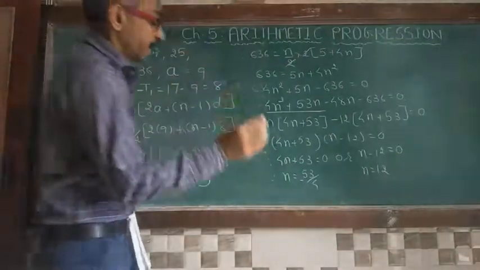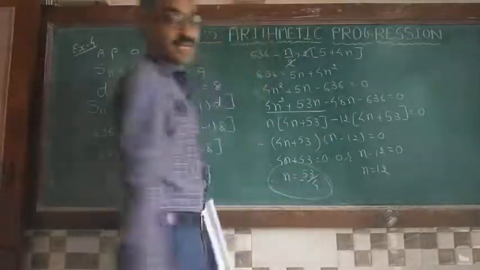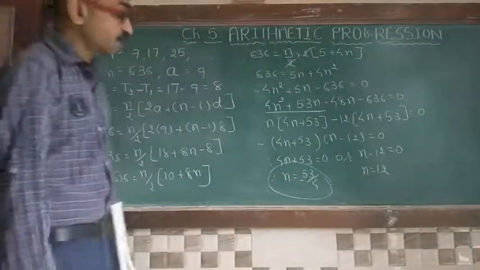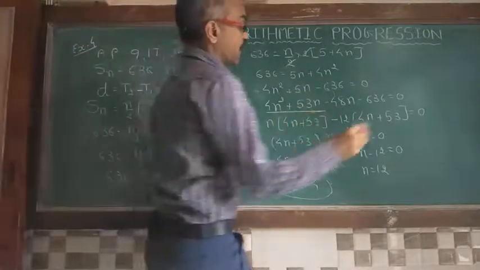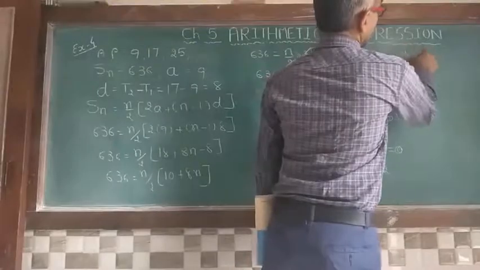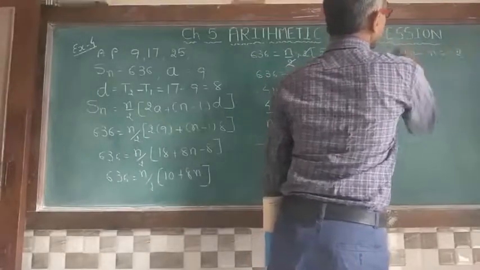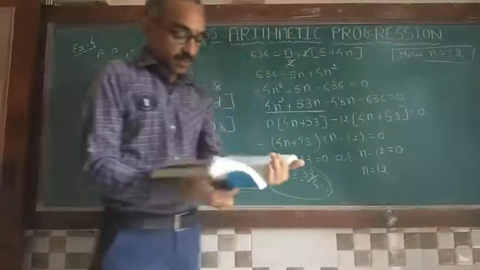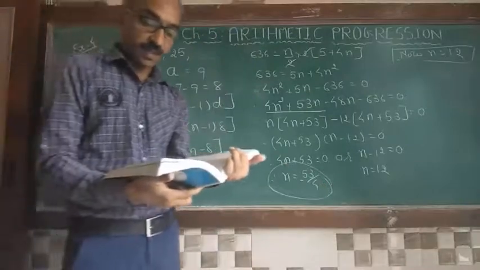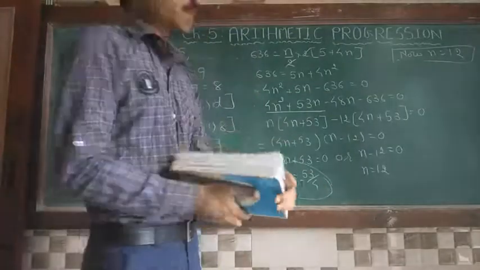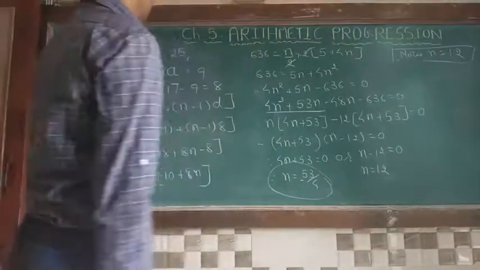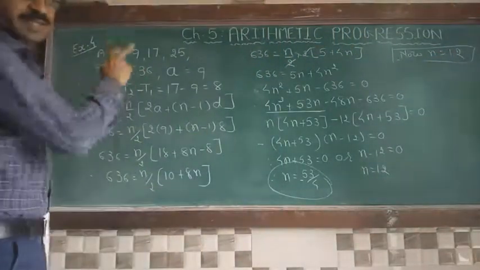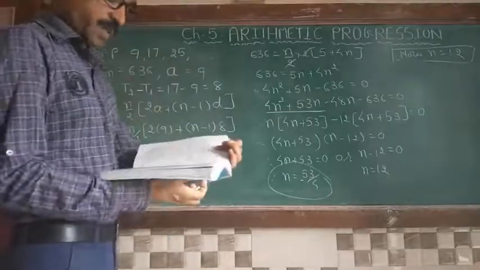Now see here, n cannot be negative. So it is not possible that n is equal to minus 53 by 4. So your answer is n is equal to 12. That is your answer. So you have to find how many terms. So you have to write total 12 terms are there. So you can get the answer. Total sum is 636.